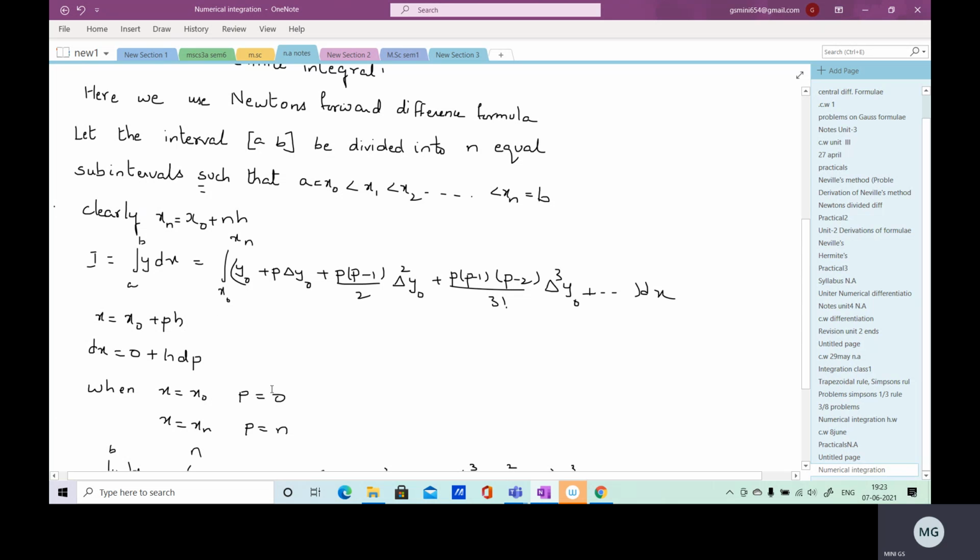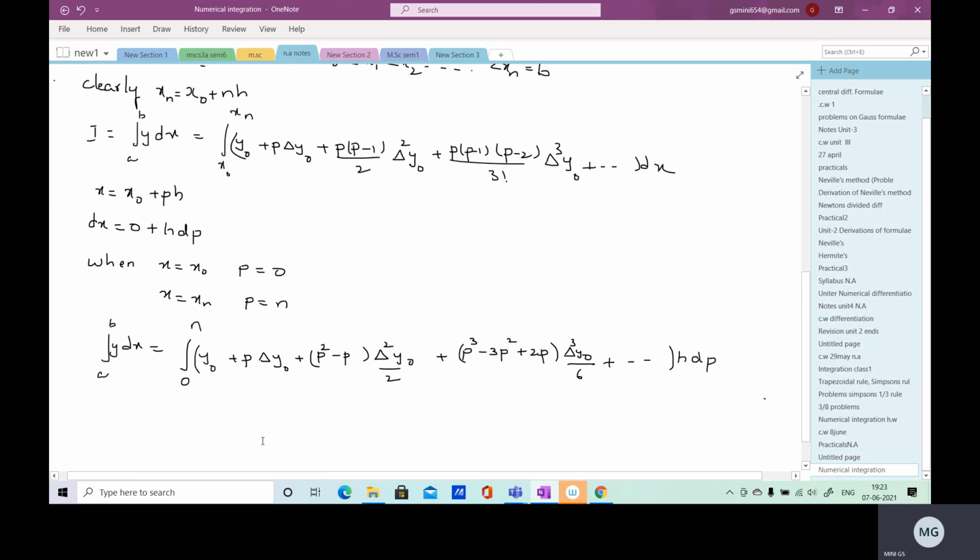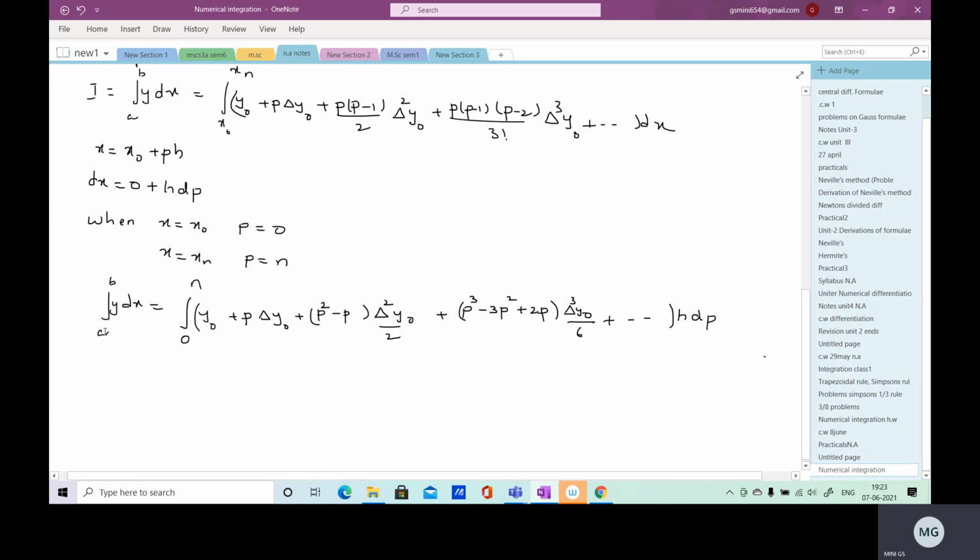When x is equal to x naught, what happens to p? P is equal to 0. When x is equal to xn, what happens? P is equal to n. Now we are doing this integration with respect to dp. Now my limits will change, 0 to n, y naught plus p times del y naught.